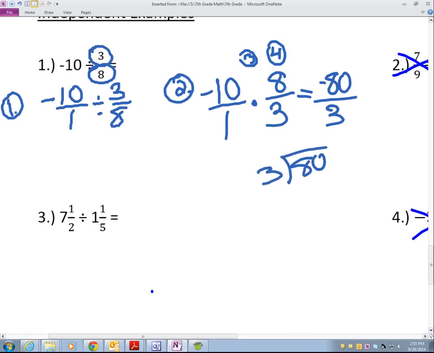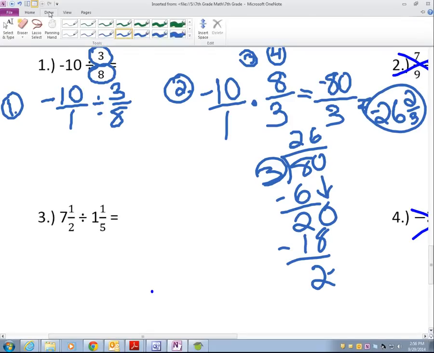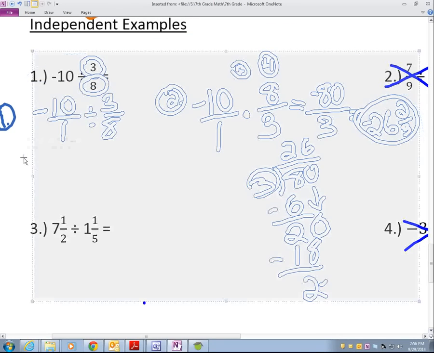So I'm going to have 3 into 80. 3 goes into 8 two times, 2 times 3 is 6, subtract to get 2. Bring down the 0. 20, 3 goes into it 6 times, so we have 18. Remainder 2. So it is negative 26 and 2/3. That's my answer. So the answer is negative 26 and 2/3. I'm done with that one.